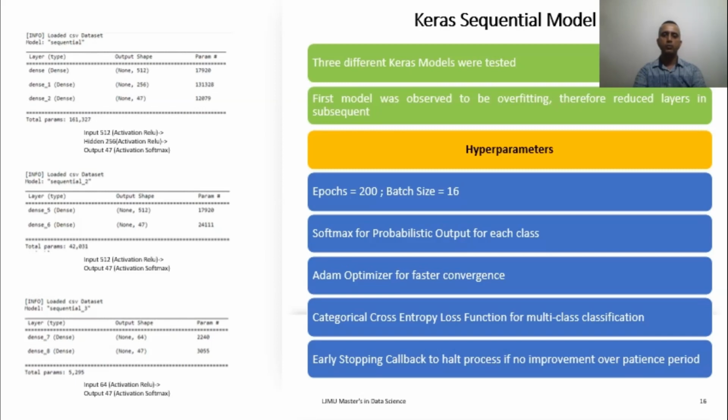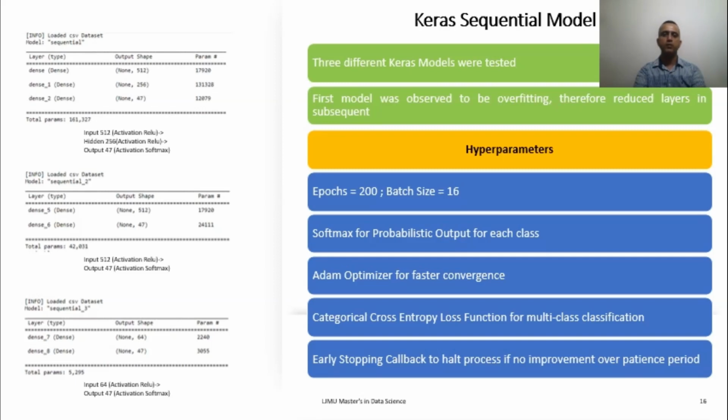The number of epochs used were 200 and batch size for training was limited to 16. Softmax was employed to obtain probabilistic output for each asana class. Adaptive moment estimation or ADAM optimizer was used for its adaptive learning rate for each parameter, thereby enabling faster convergence during initial phases of training, resulting in quicker progress and reduced likelihood of getting stuck in suboptimal regions of loss landscape. Categorical cross entropy loss function was used since it is effective for multi-class classification tasks.